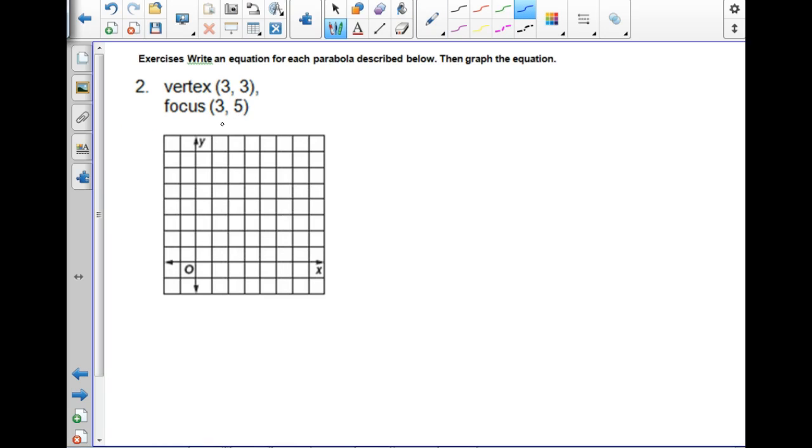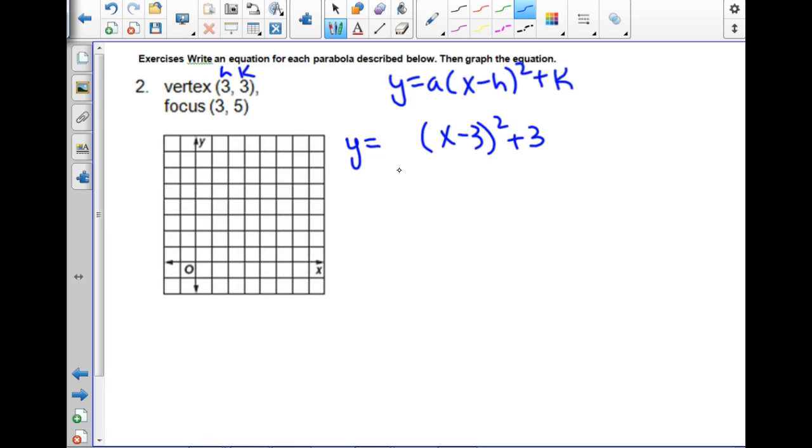If you're given the vertex and the focus, you want to write the equation of the parabola in y equals a times quantity x minus h squared plus k form. We already know h and k. So y equals, I'm going to leave myself a little space, a times quantity x minus 3 squared plus 3. But I don't know the a value yet.